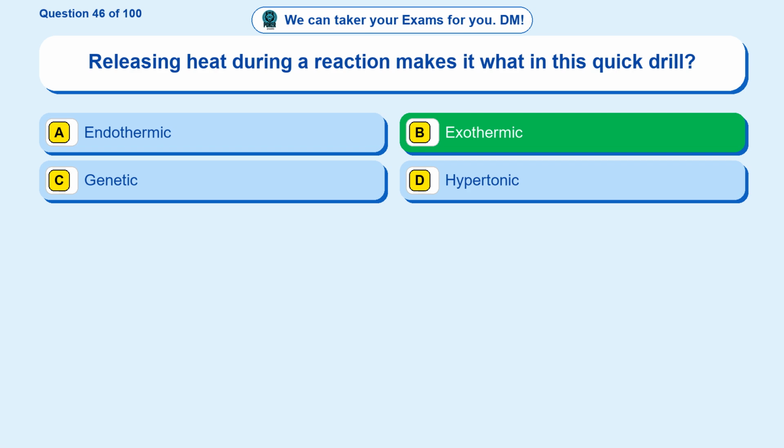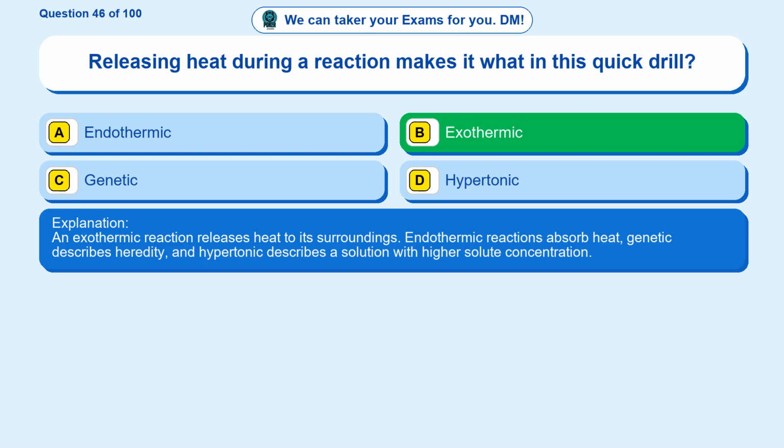Exothermic. An exothermic reaction releases heat to its surroundings. Endothermic reactions absorb heat, genetic describes heredity, and hypertonic describes a solution with higher solute concentration.